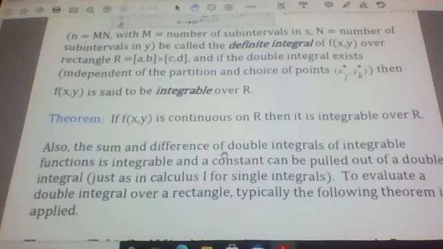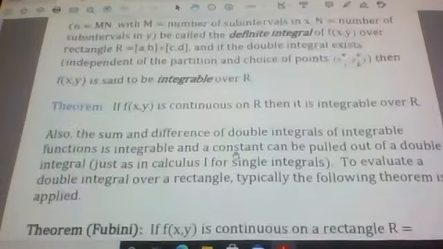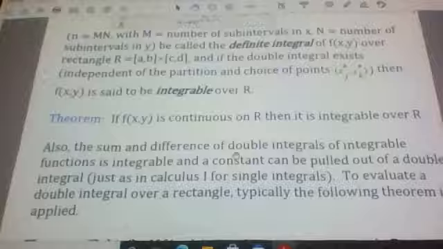That leads to these additional theorems. Maybe I should write these down separately. It turns out that when f is integrable, the integral of the sum is the sum of the integrals for functions of two variables too. Let's just switch this over for a second. So I'll make this note.